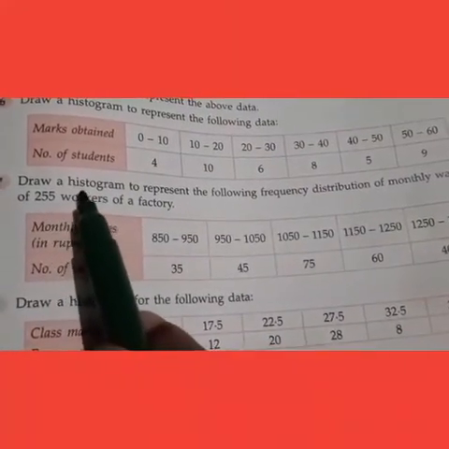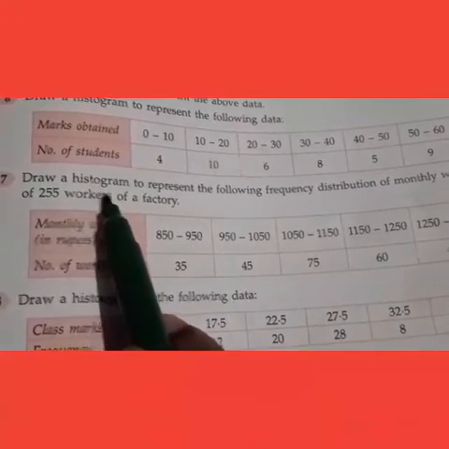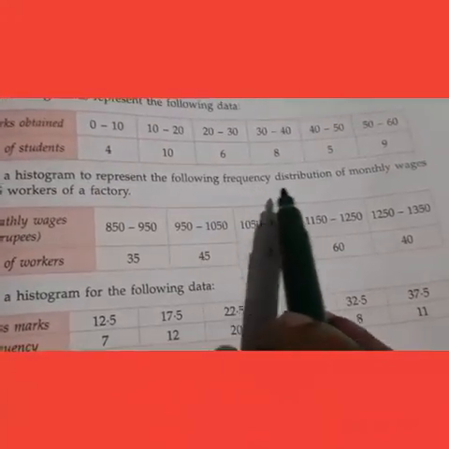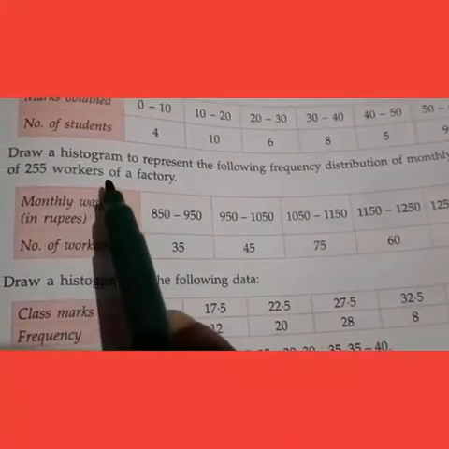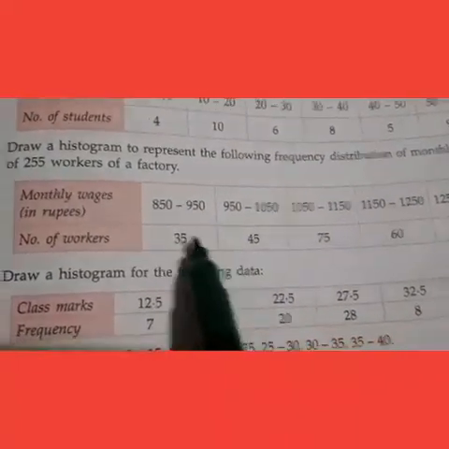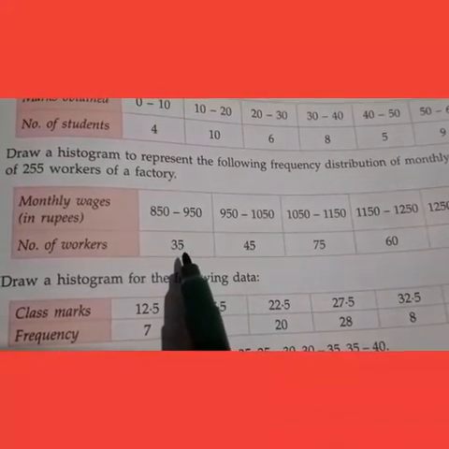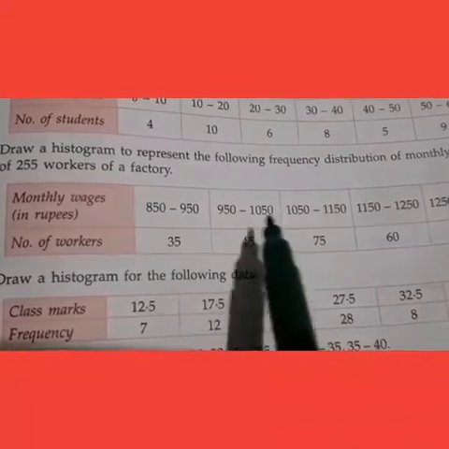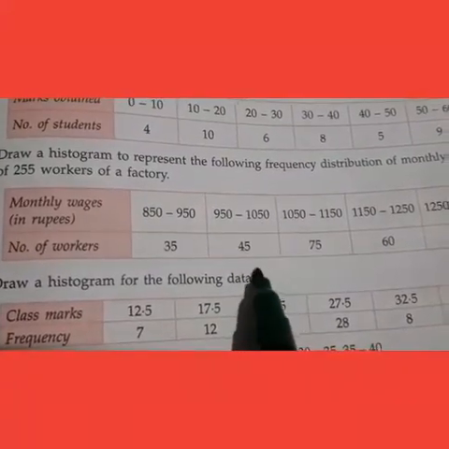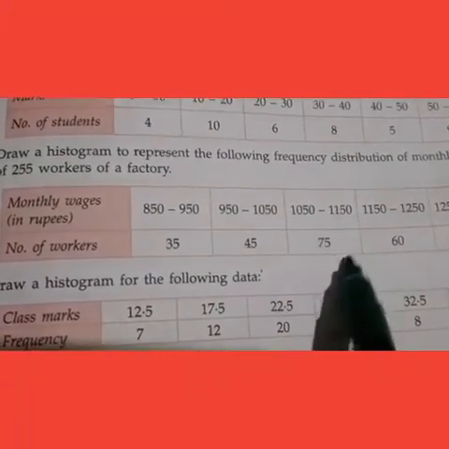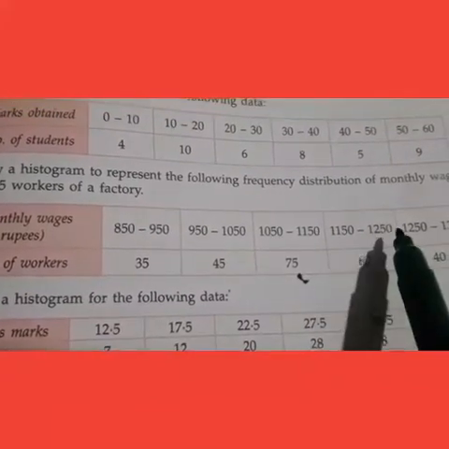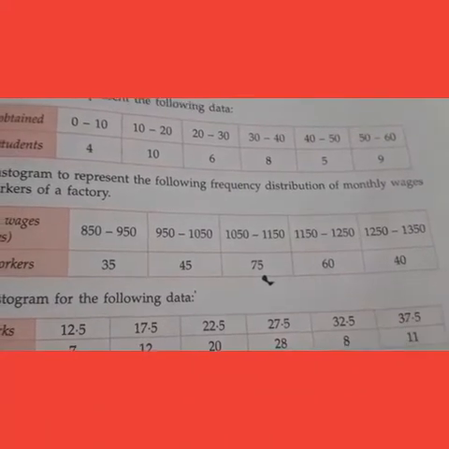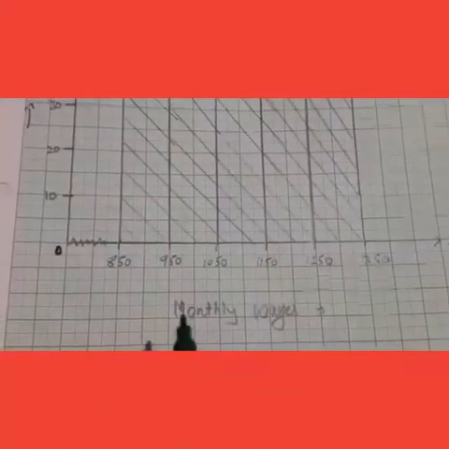Now let us solve question number 7. Let us first see what is given. Draw a histogram to represent the following frequency distribution of monthly wages of 255 workers of a factory. Here the number of workers and monthly wages in rupees are given: 850 to 950 is 35, 950 to 1050 is 45, 1050 to 1150 is 75, 1150 to 1250 is 60, and 1250 to 1350 is 40. Now let us see how to solve.